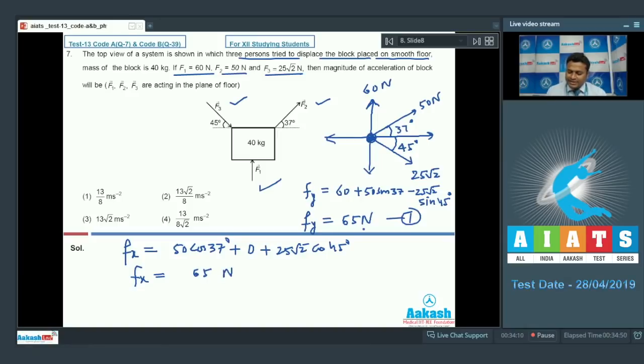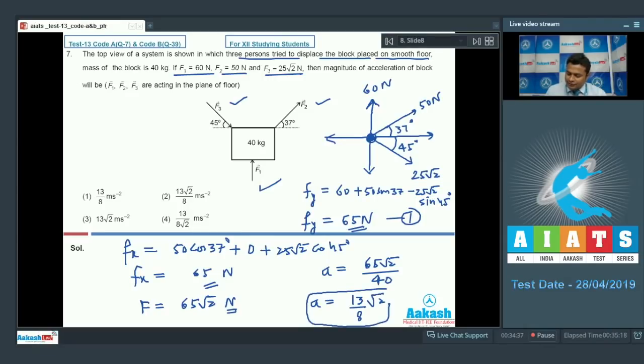So both forces, in x and y direction, 65 Newton, are perpendicular. So the net force is given by 65 under root 2 Newton, and the acceleration will be net force, that is 65 under root 2, upon mass, that is 40. After solving, evaluating gets you 13 by 8 under root 2. This will be the acceleration of the block. Now let us go for the options. We can say that option number 2 is absolutely correct, so we will go with option number 2 only.